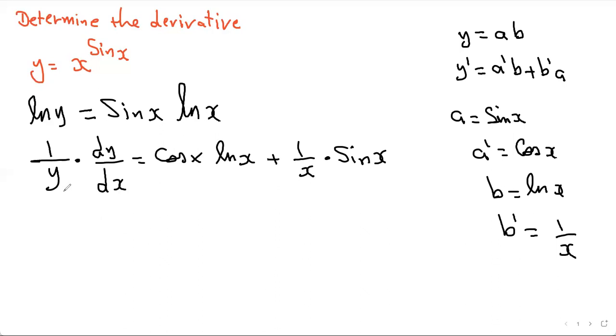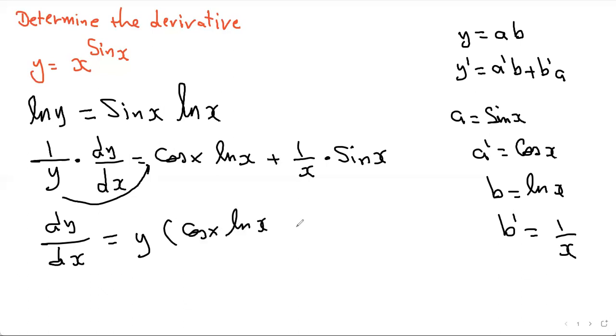Now what you need to do, you need to get rid of the y on the bottom here. So multiply both sides by y, or just cross multiply the y to the top there. So you'll have dy dx equals, if you cross multiply the y there, you get y brackets cos x ln x plus 1 over x sine x.